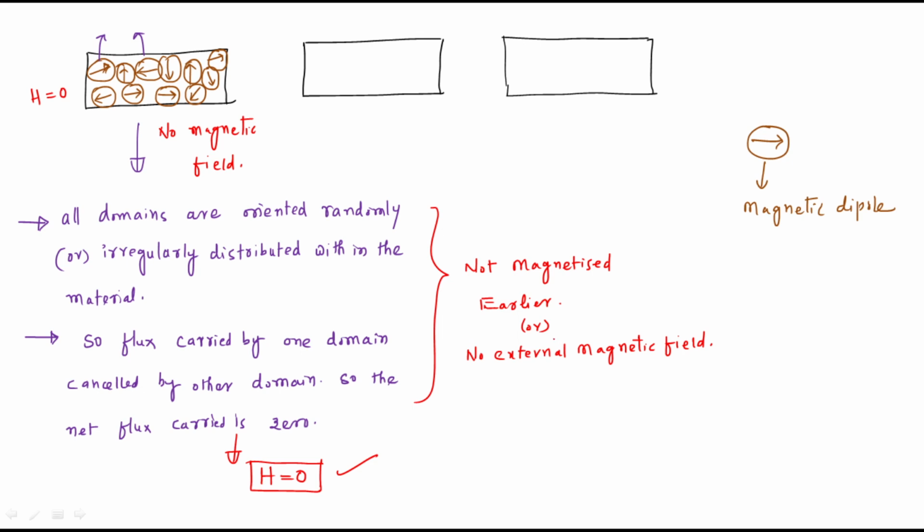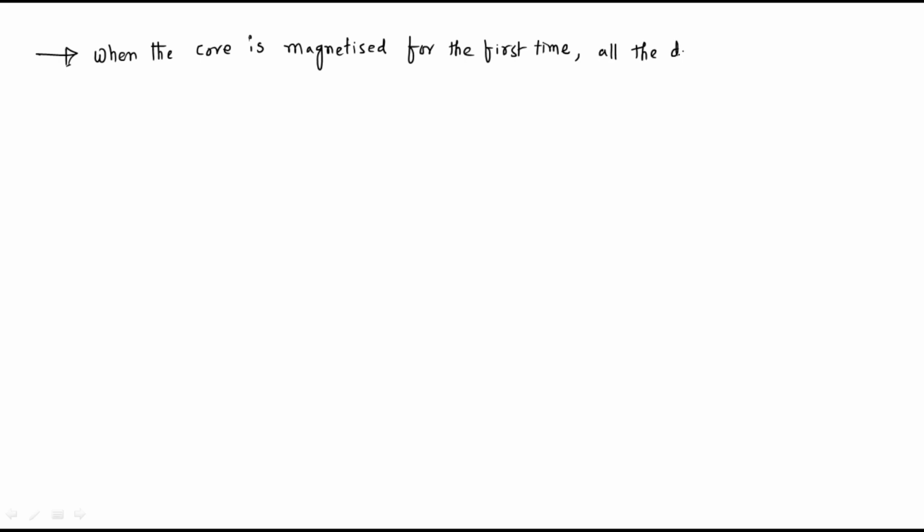Now I am going to explain the second case. Now we are going to provide an external magnetic field for the domains. What will happen when we provide the external magnetic field, or when the core is magnetized? When the core is magnetized for the first time, all the domains are aligned in one direction.